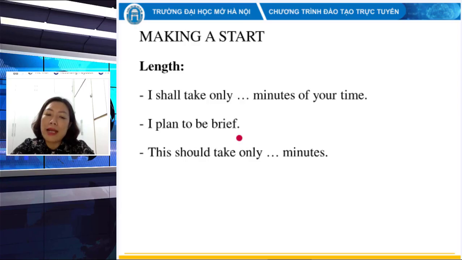And then you say the length of the talk. Yeah. So the audience expects to know the length of the talk. So you say, I shall take only 10 minutes of your time, or 15 minutes of your time. Or generally, you can say that I plan to be brief. This should take only 10 minutes or 8 minutes or 15 minutes. Okay. So the audience can be sure about the length of the talk.